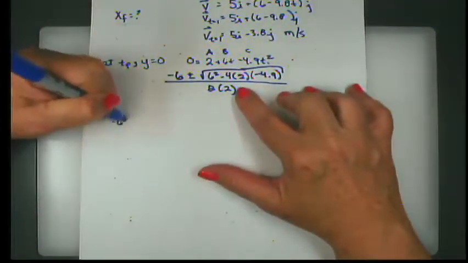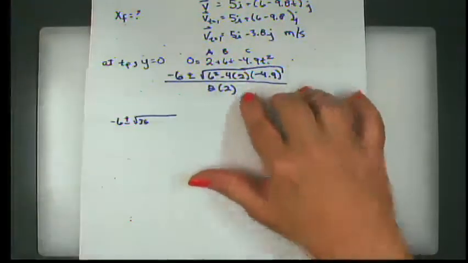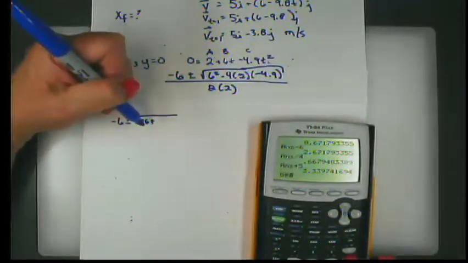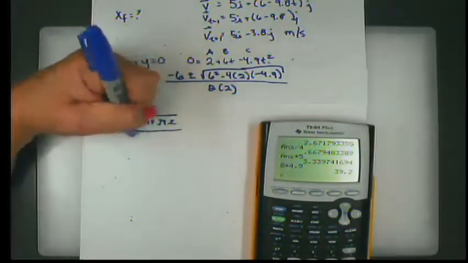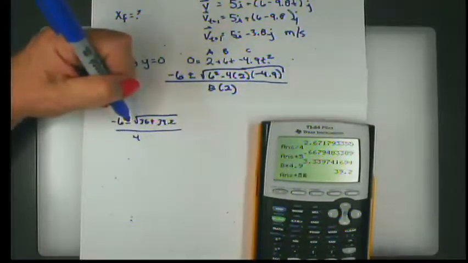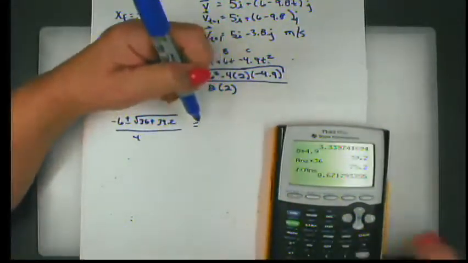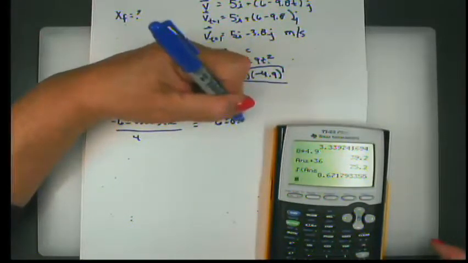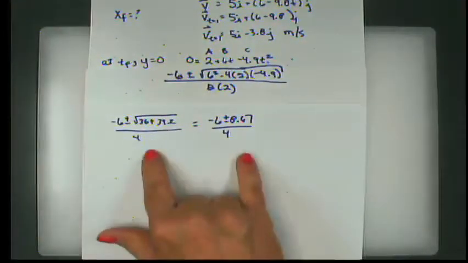So we get negative 6 plus or minus the square root. 6 times 6 is 36. 8 times 4.9 is positive because I have 2 negative signs, which is 39.2, all over 4. 39.2 plus 36 is 75. And if I take the square root of that, I get 8.67. So in other words, I get negative 6 plus or minus 8.67 all over 4. All right. We are talking about time.